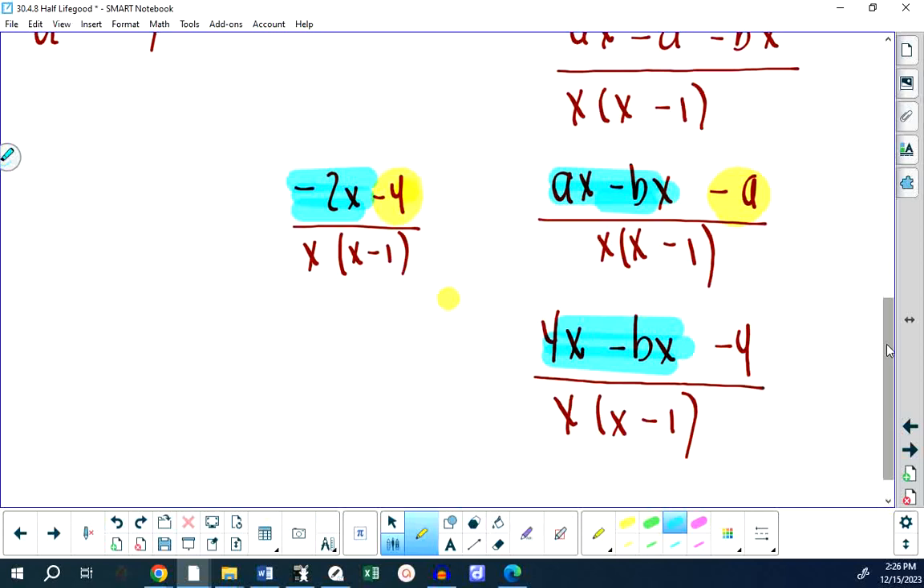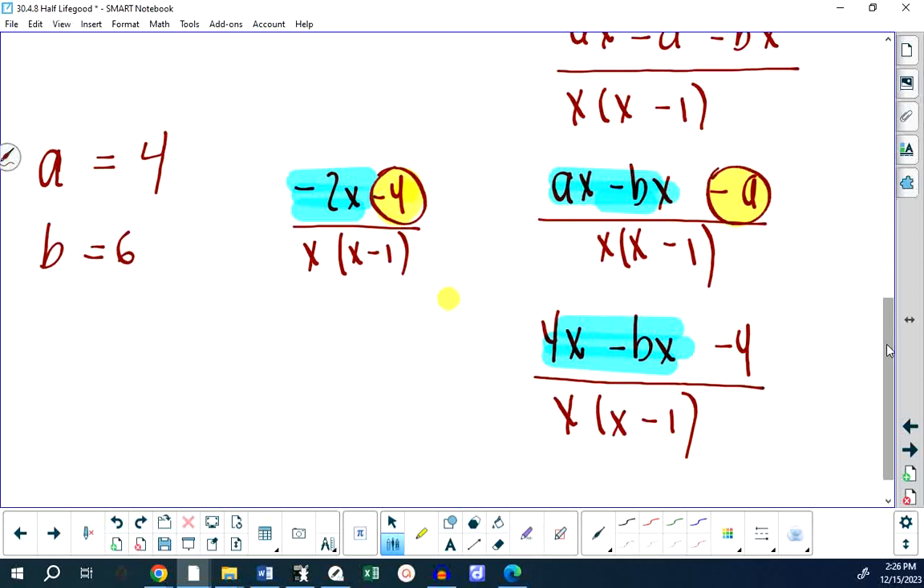Now there is a more formal way to solve this, but I really like this approach of comparing the constant term here to the constant term there, and then just getting an answer.